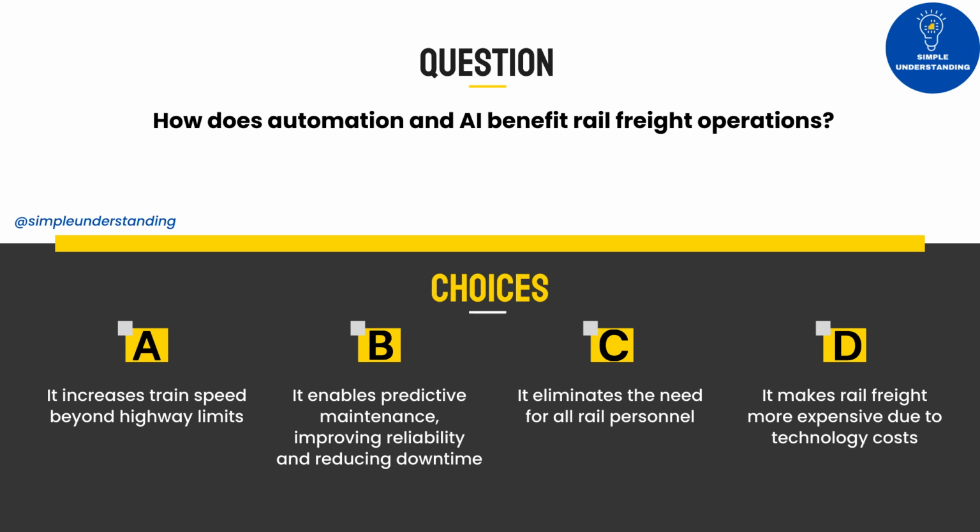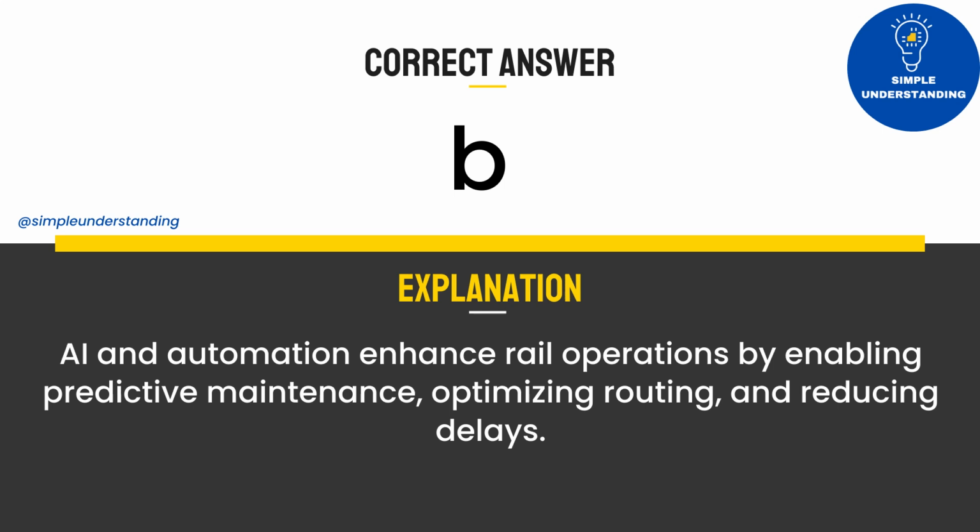How does automation and AI benefit rail freight operations? A. It increases train speed beyond highway limits. B. It enables predictive maintenance, improving reliability and reducing downtime. C. It eliminates the need for all rail personnel. D. It makes rail freight more expensive due to technology costs. Correct answer, B. Explanation. AI and automation enhance rail operations by enabling predictive maintenance, optimizing routing, and reducing delays.